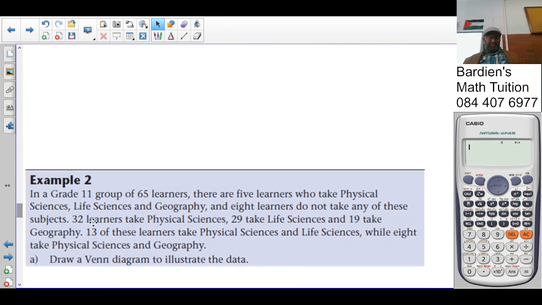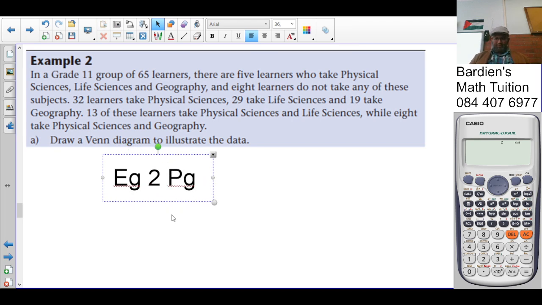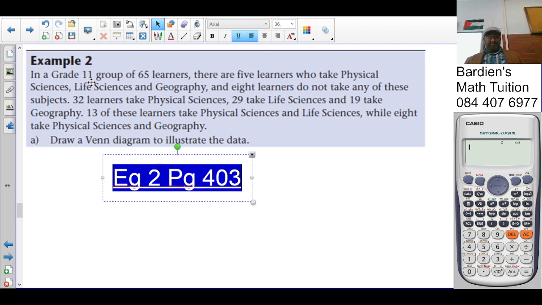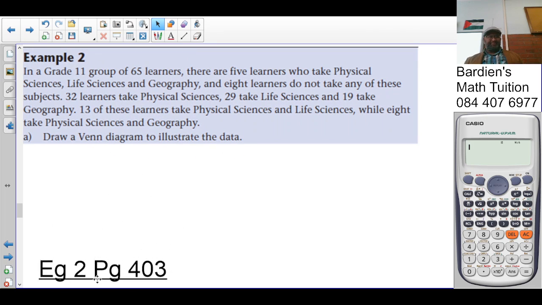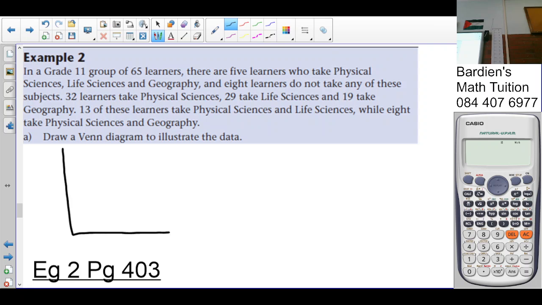Yes. So now we're looking at example 2. Example 2 is on page 403. Alright, so here we are told that in grade 11, a group of 65 learners, so we draw our Venn diagram first.